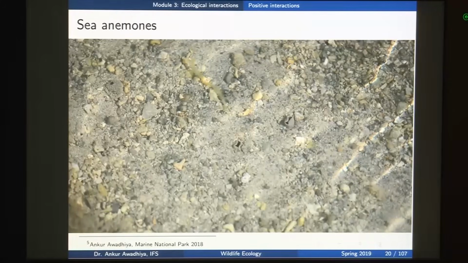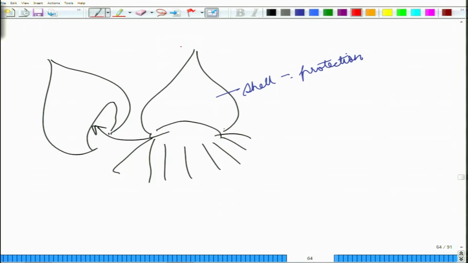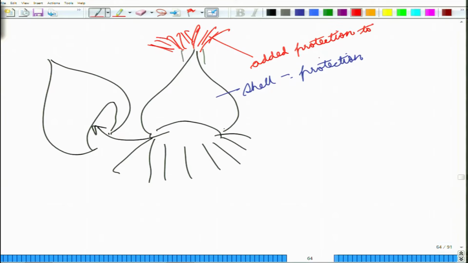In that case, we will have a situation where you have a sea anemone on the top and all these tentacles around. Now, how does this help? When you have these tentacles which have stinging cells, a number of fishes will be extremely wary of coming close to the hermit crab. So, this anemone is providing an added protection to the hermit crab.